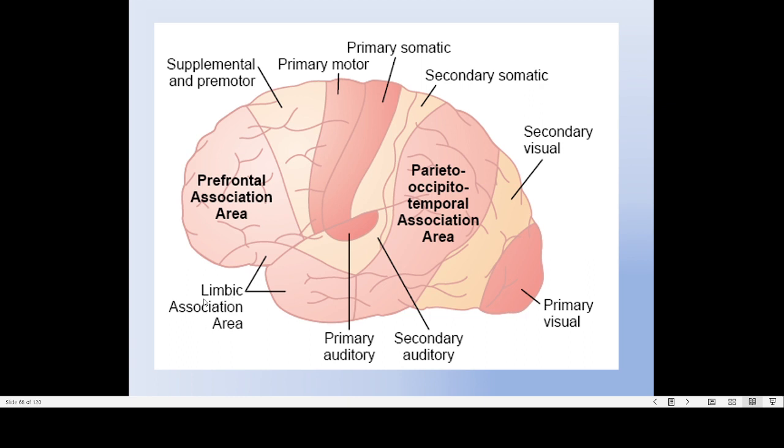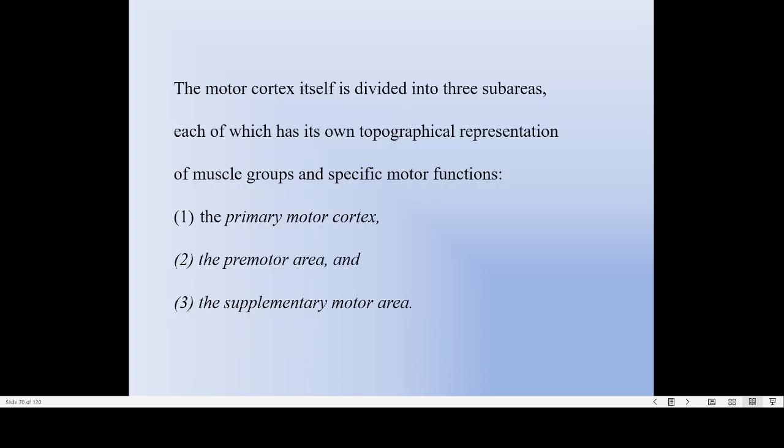The lower part of the frontal lobe and anterior part of the temporal lobe are mainly associated with the limbic center. That is the limbic association area. Again in the posterior lobe, as you already know, are the visual centers. So these are the centers in the cerebral cortex.